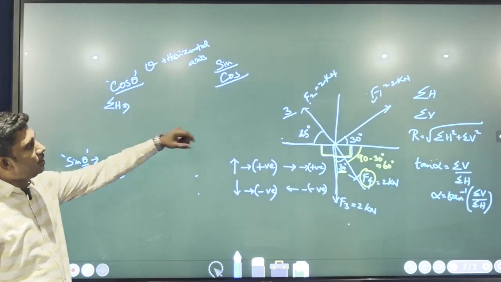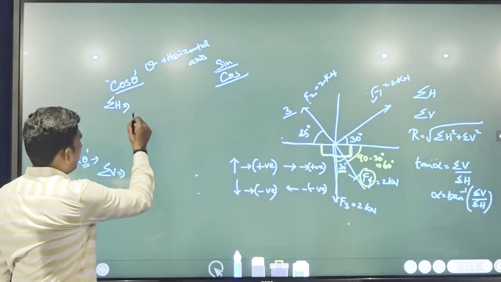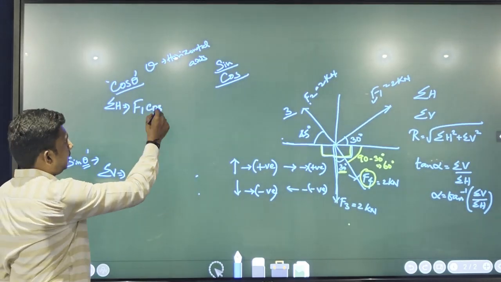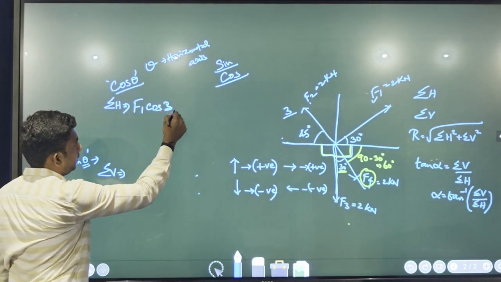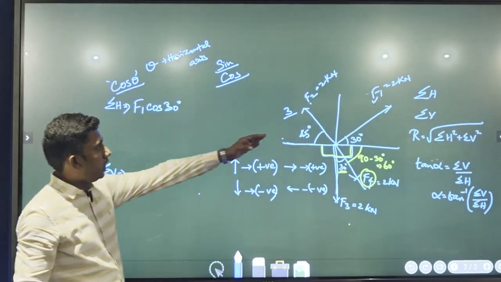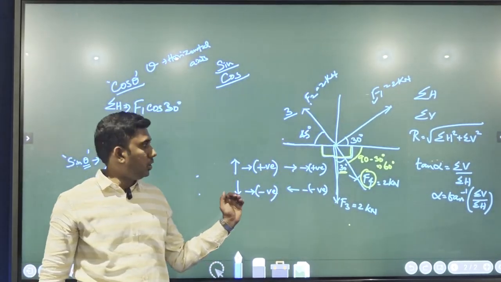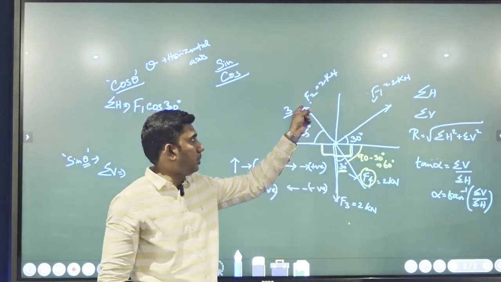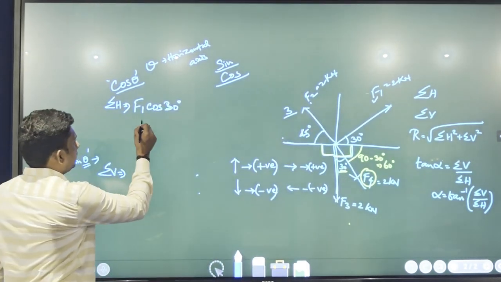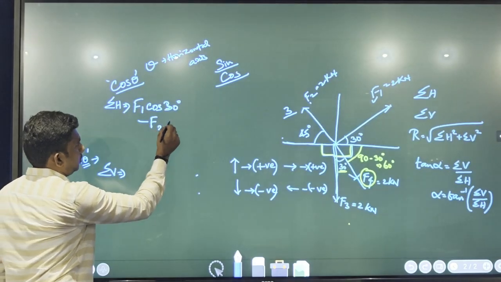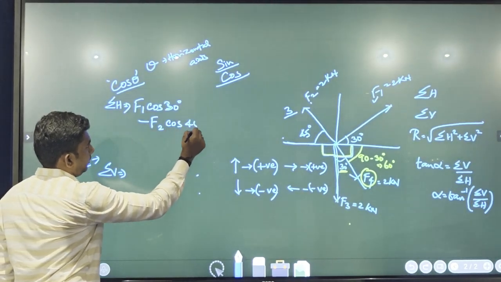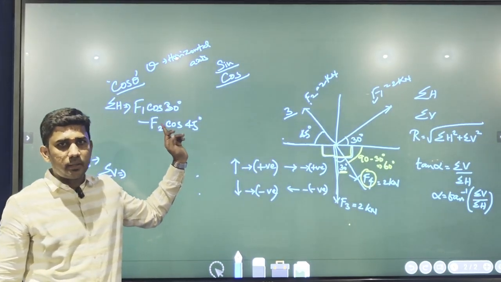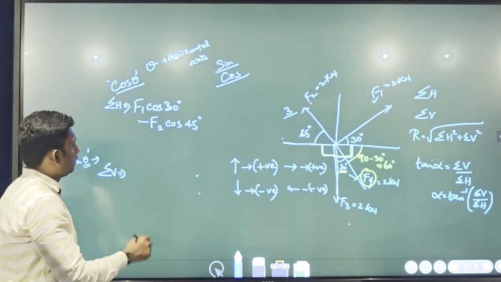So summation H. I want to resolve this first force. I can resolve it like this: F1 cos, what is the theta made by the first force? It is 30 degrees. Now, I said the direction is important in resolution. It is going towards the right side, which means it is positive. Now coming to the second force, it will be minus F2 cos 45 because it is in the direction of the left side. So it will be minus F2 cos 45.